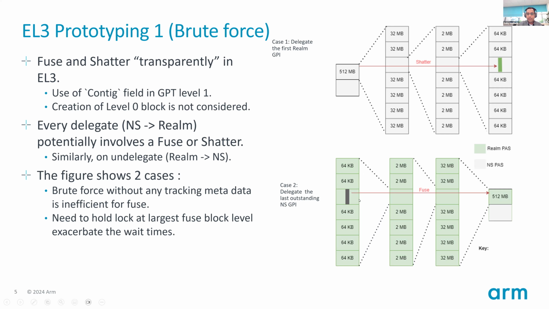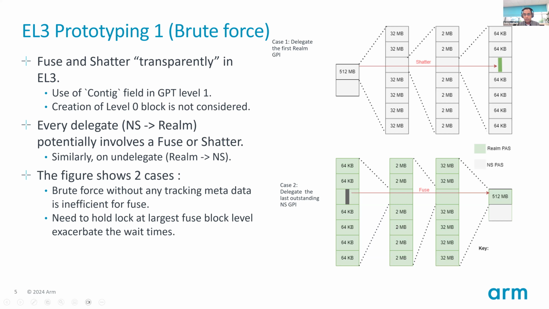And also there is a case that all the previous delegations which happened prior to the last outstanding non-secure granule, all of them would have failed the check for fuse, because the check would say that not all of them are in the realm PAS and hence the fuse cannot be done. So there are a lot of unsuccessful checks happening, and it's only for the last outstanding one that the checks actually succeed.